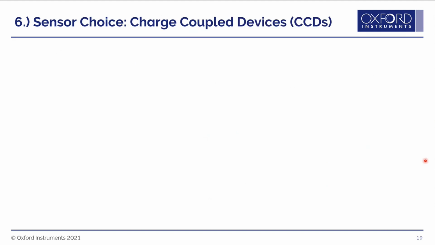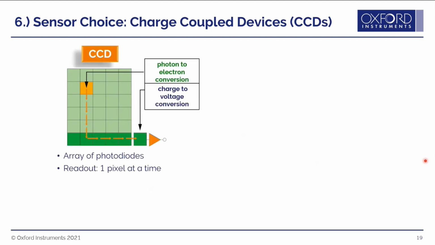Now, you're coupling your whole system into your sensor, and then you have a choice to make: what should my sensor be? Should it be a CCD sensor? Should it be an sCMOS sensor? Just for those of you who maybe aren't as familiar with CCD detectors, I'll give you a brief overview of how CCD and sCMOS detectors work.